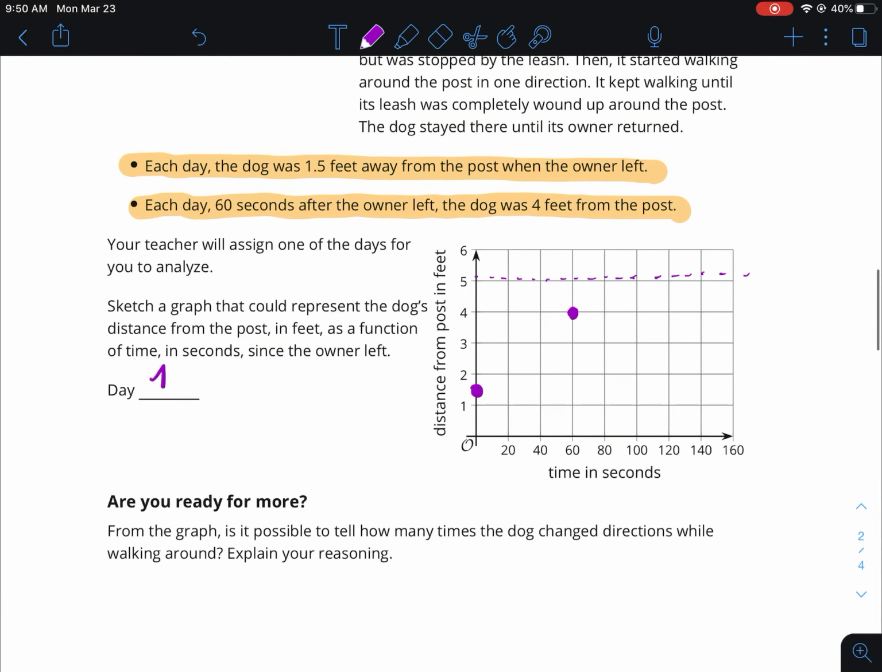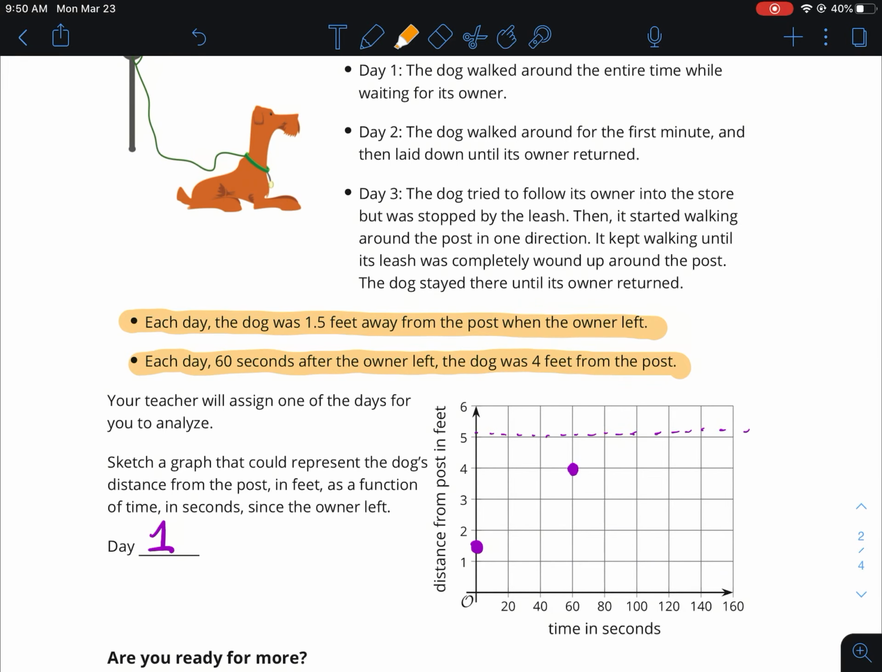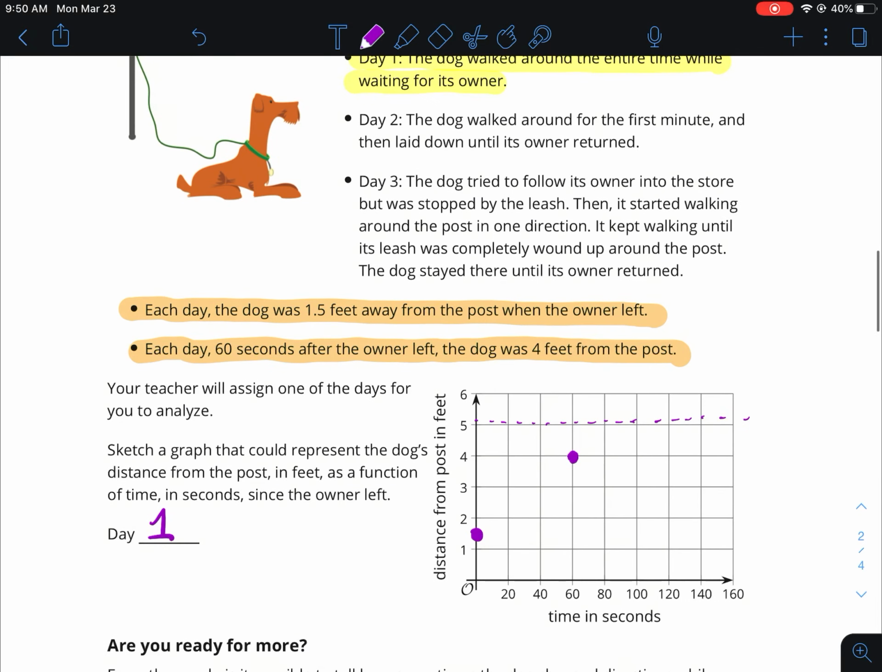So we're gonna talk about day 1 first. So let's go back up to day 1. So during day 1, the dog walked around the entire time while waiting for its owner. So we don't have that many requirements. Your graph could look very different than mine, and that's okay as long as it has those 2 points and you never hit a constant point.